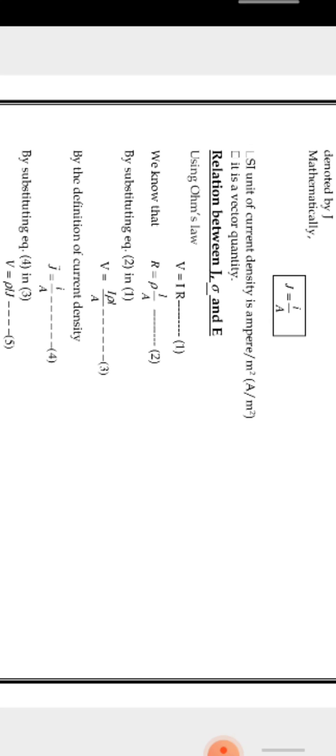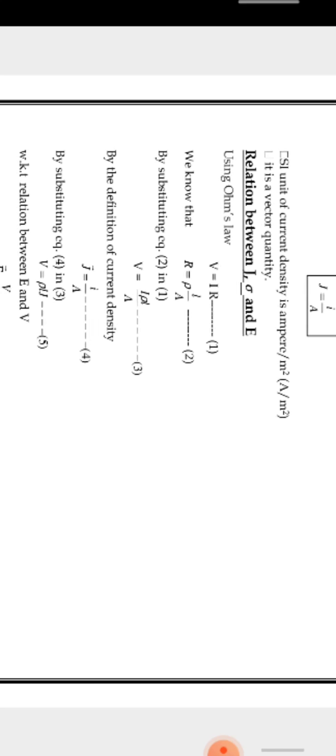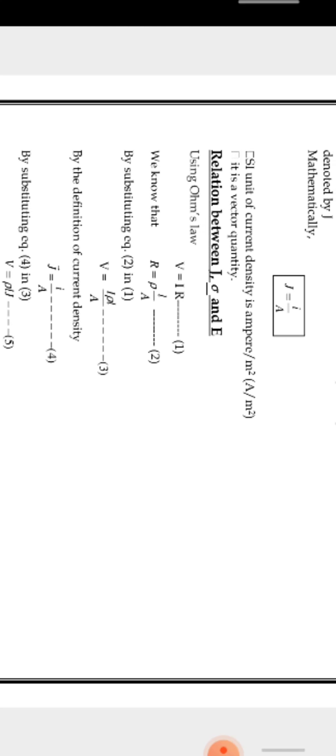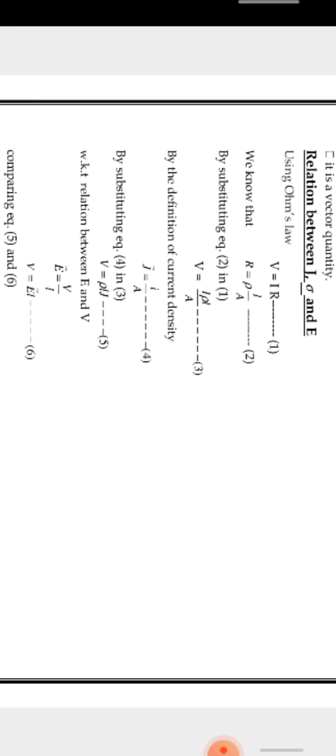Next, current density. What is current density? It is defined as the ratio of current passing through the unit area of cross section of the conductor. That means if you take the current flowing through the conductor and its area of cross section, the ratio between these two is called current density. Current density is denoted by the letter J. So J equals current divided by area. Its unit is ampere per meter square. It is a vector quantity.